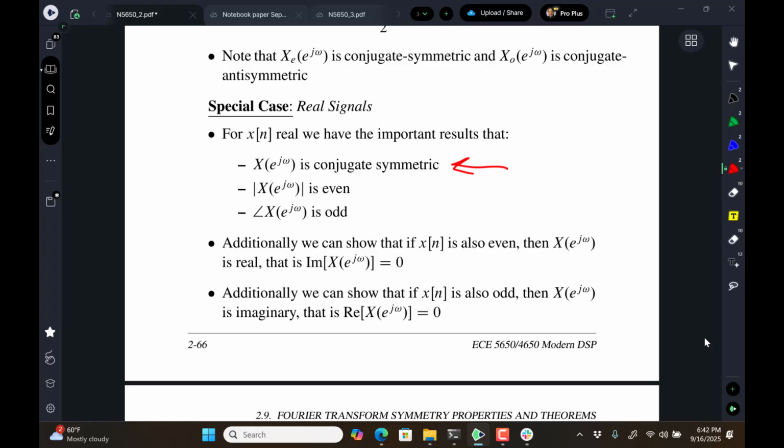So what I mean by conjugate symmetric, I'm going to show this as two different ways of thinking the same thing.